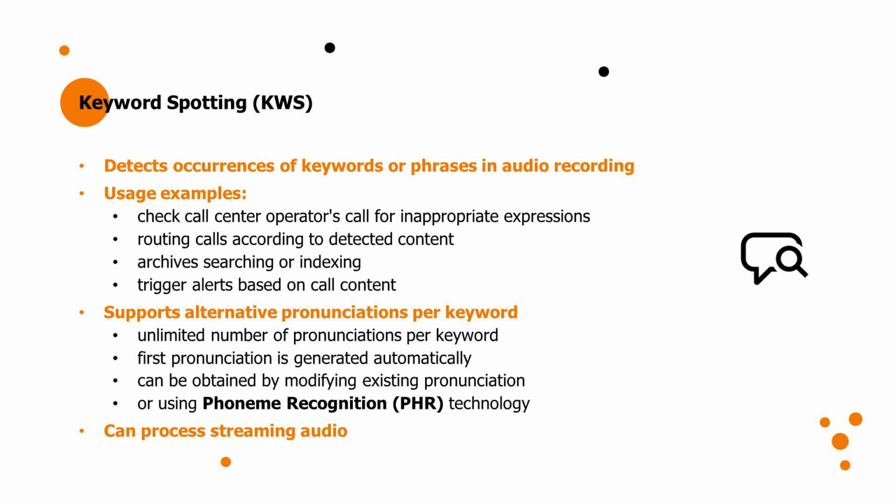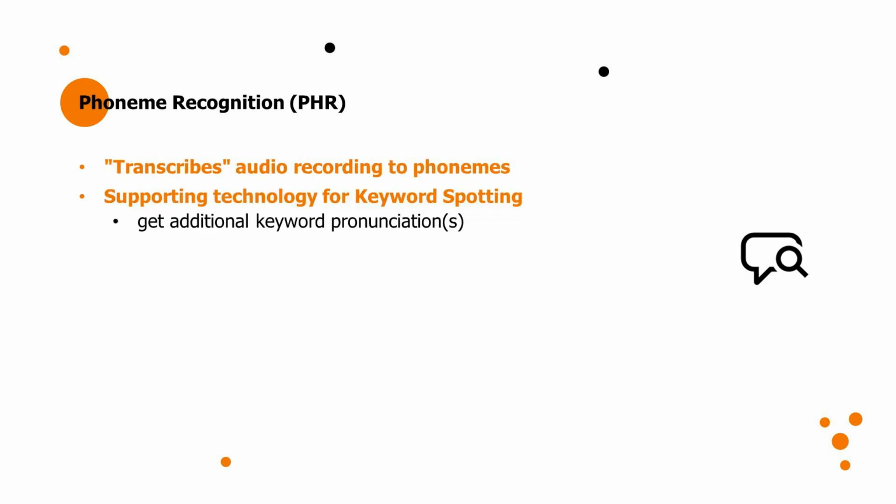Keyword spotting works only with speech acoustics. It takes the actual pronunciation as an input, which means that it's not dependent on any language-specific dictionary. For any keyword or phrase, an unlimited number of alternative pronunciations can be used. Users can specify pronunciation either manually or get it using a supporting technology, the Phoneme Recognition. Keyword spotting is also capable of processing real-time audio streams.